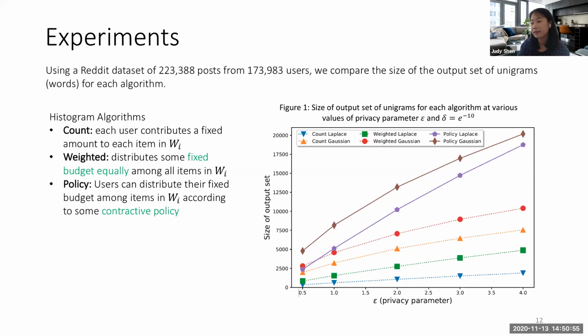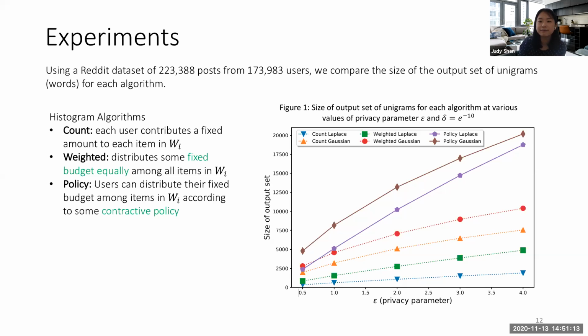And the policy algorithms are the ones we described that cleverly allocate user budget according to some policy that is contractive. And so we see at various values of epsilon, our policy algorithms help us release a larger set as a final output.